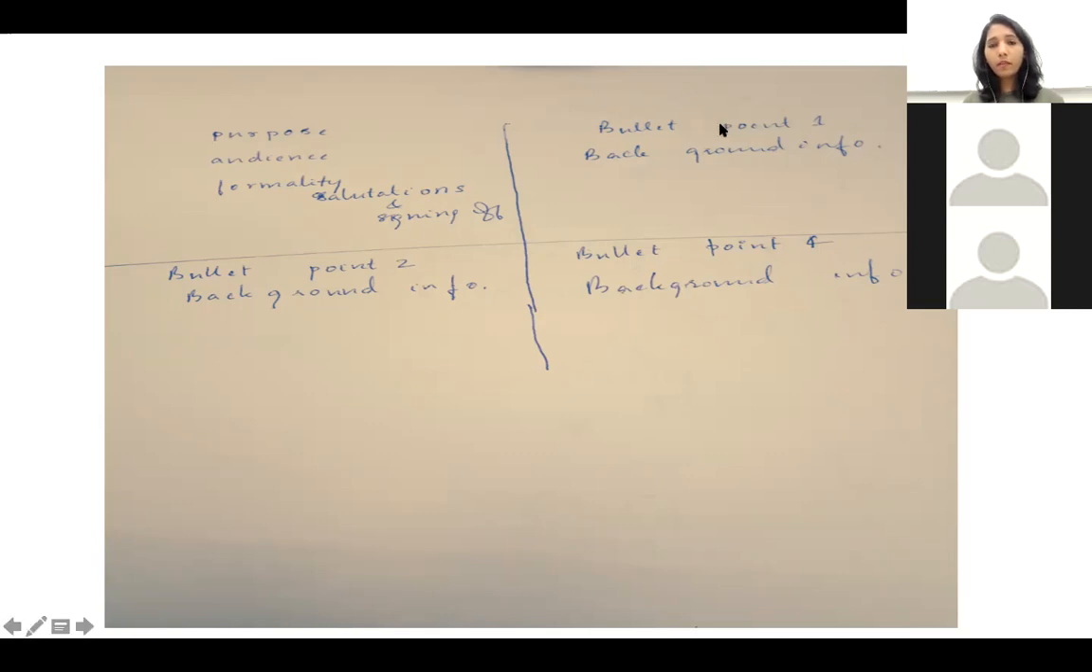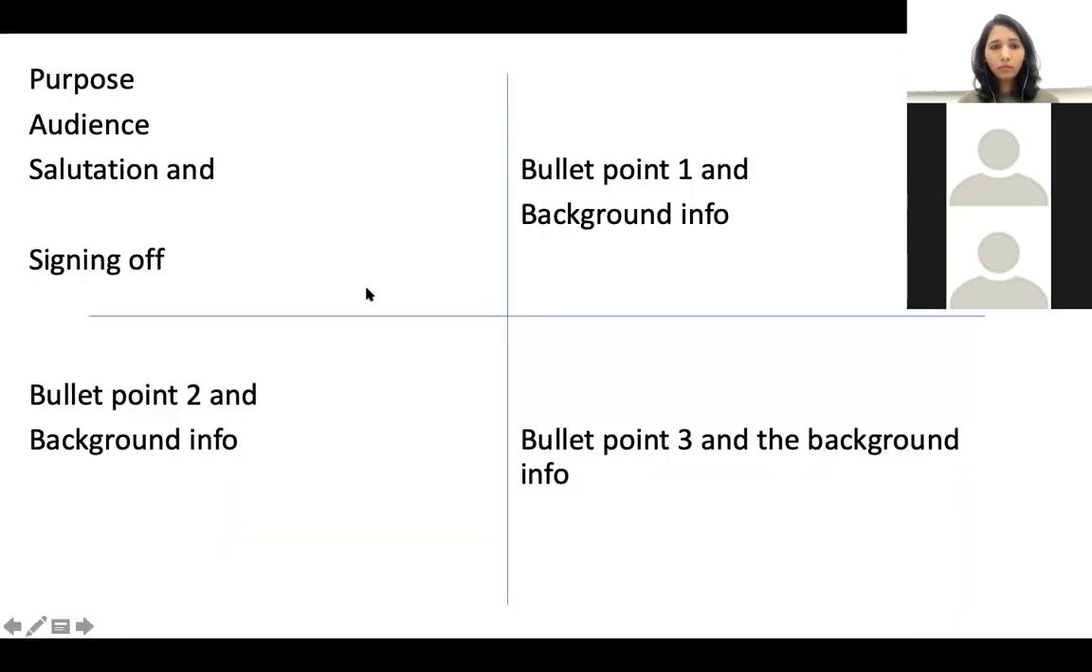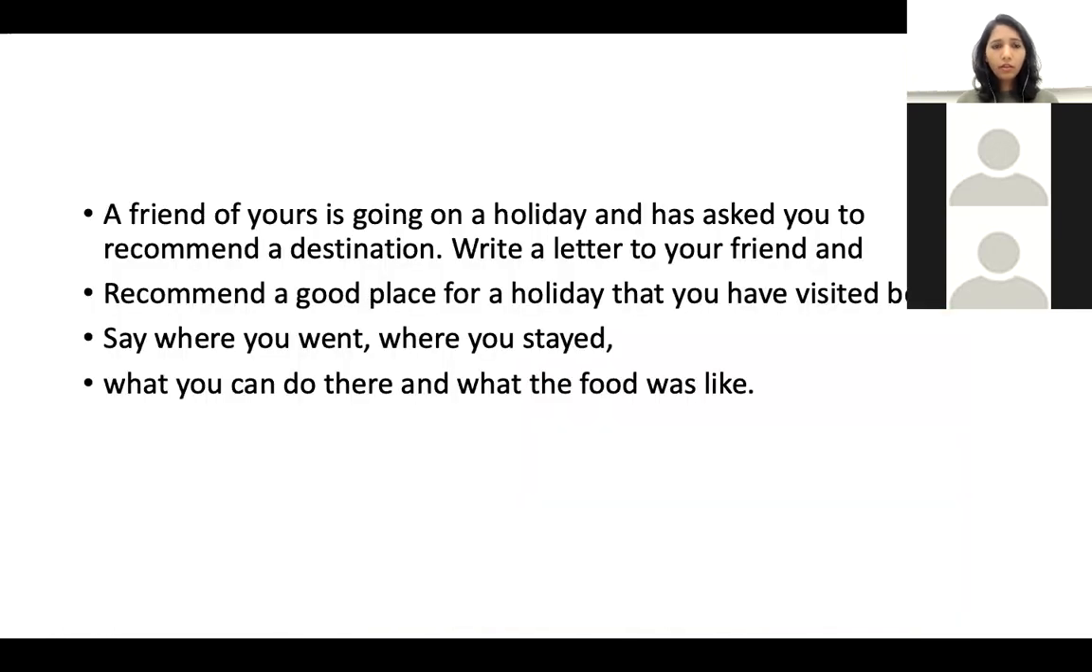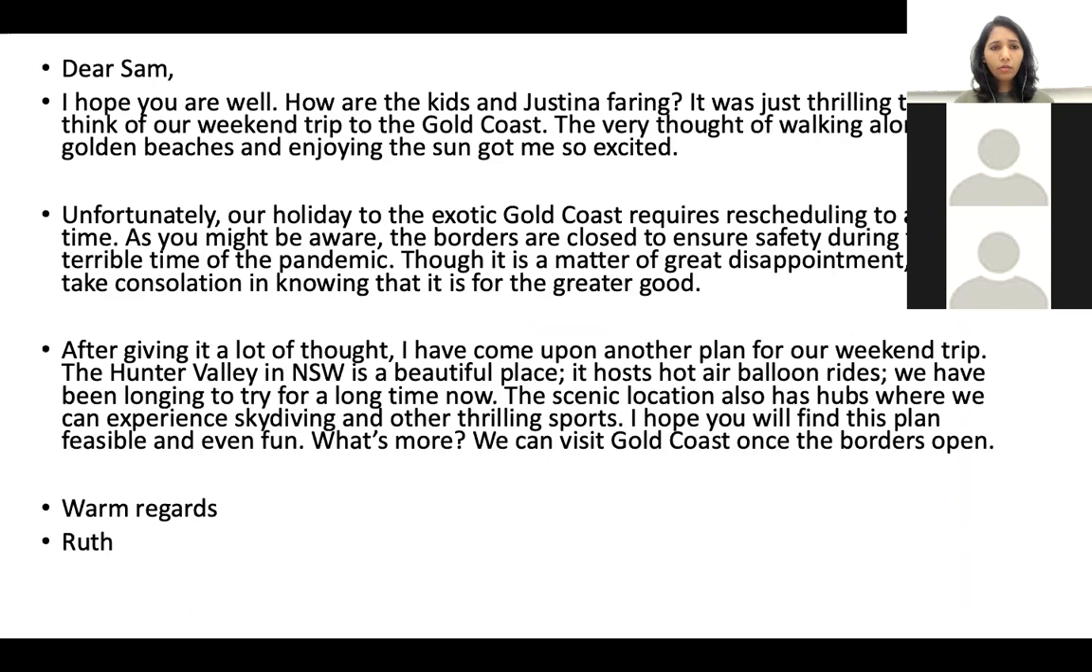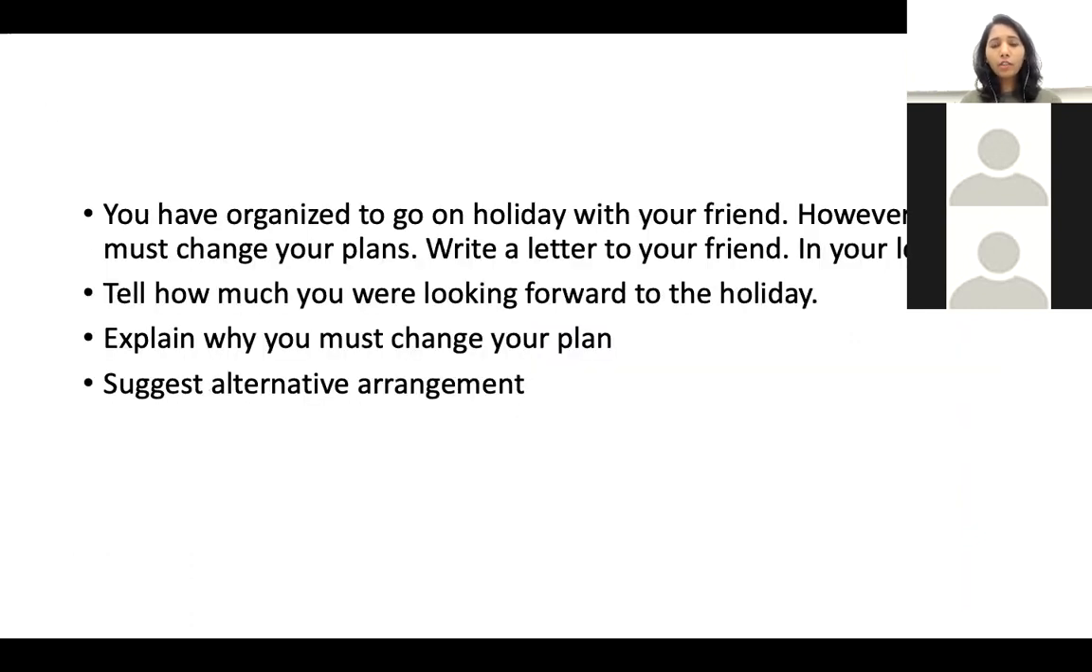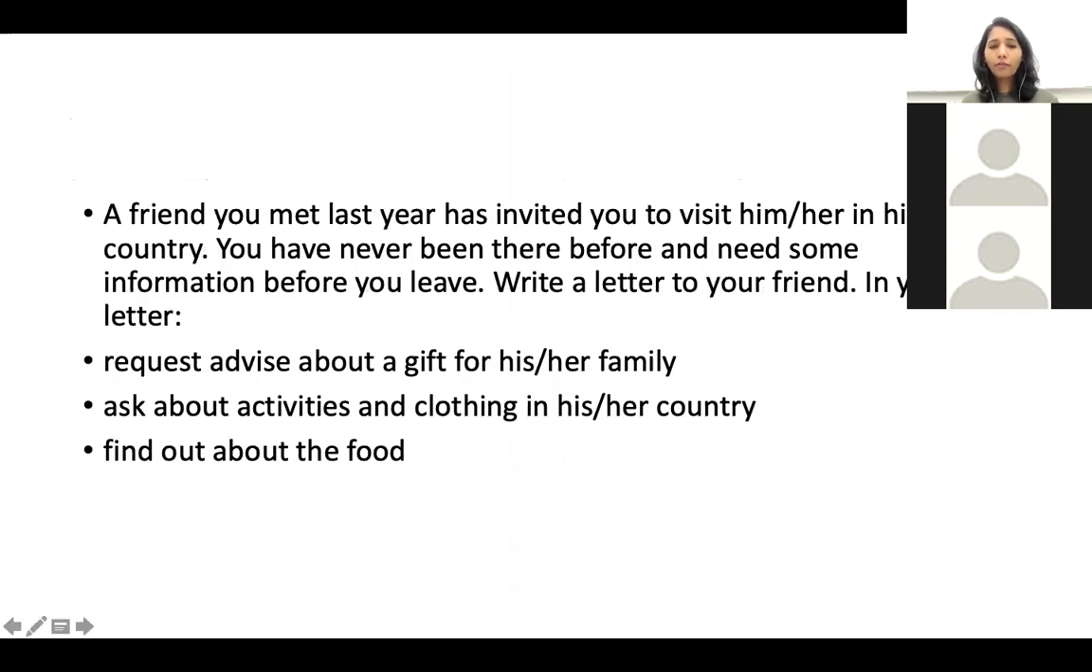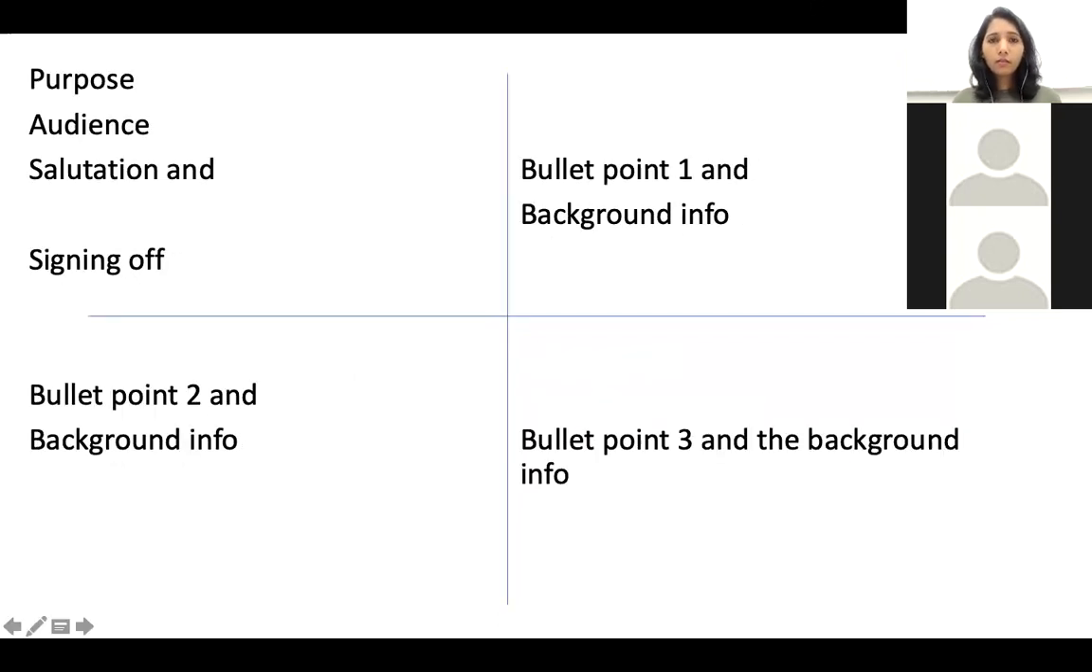And bullet point one is like, I was so excited to meet you after a long time. We haven't met since we finished high school. Let me see the question. So you're recommending a good place for holiday. No, your thing is how much you were looking forward to the holiday. So you're telling that since you have not met him for a long time. Yeah. Okay, since high school. And the second bullet point, due to the current COVID crisis in my country, all the international borders are closed, so I can't really travel anywhere.